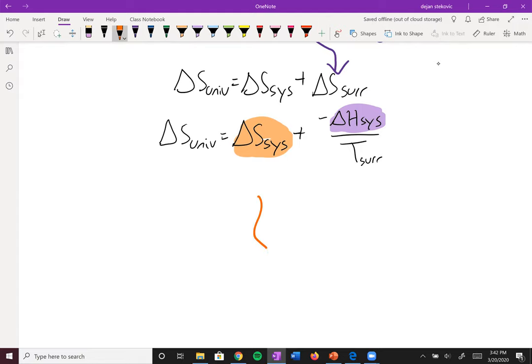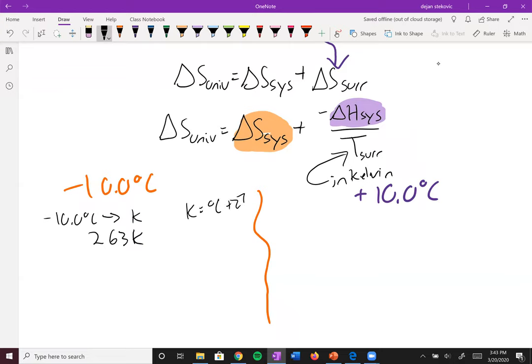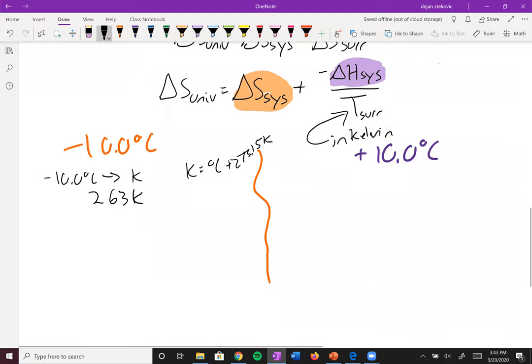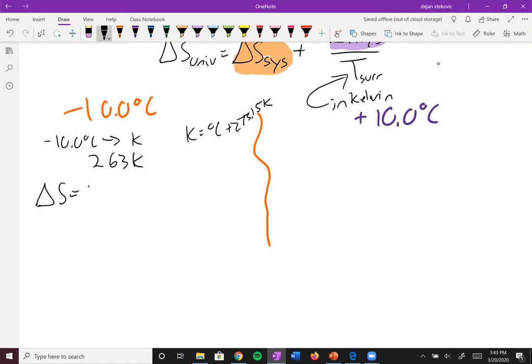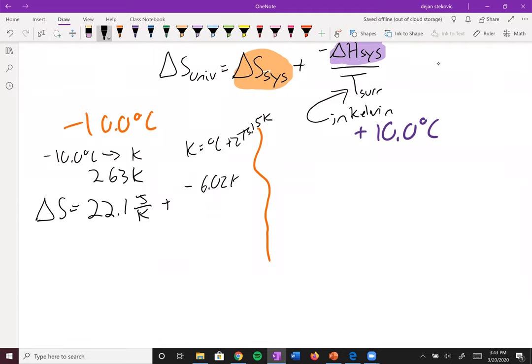So let's split this up into two: negative 10.0 degrees Celsius here, and positive 10.0 degrees Celsius. I'll start on the left-hand side. We first have to convert negative 10 degrees Celsius to Kelvin, because this temperature of the surroundings must be in Kelvin. Kelvin equals degrees Celsius plus 273.15 K, so that goes to 263 K. So we plug the numbers in here: 22.1 joules per K for the delta S of the system, plus this negative 6.02 kilojoules over 263.15 Kelvin.